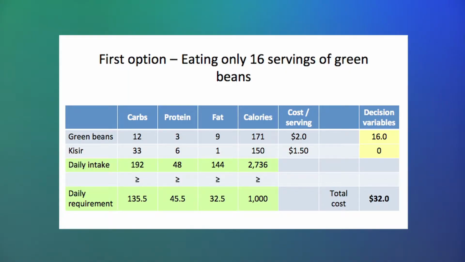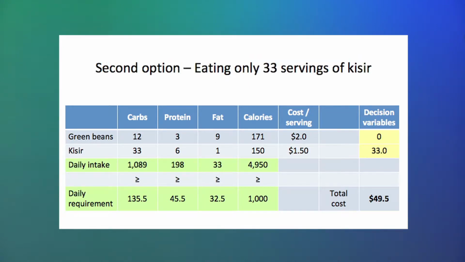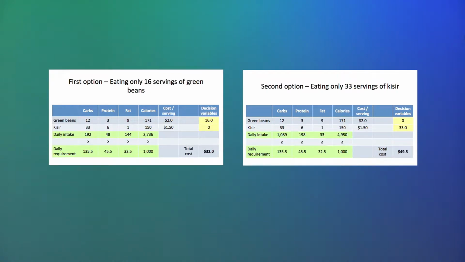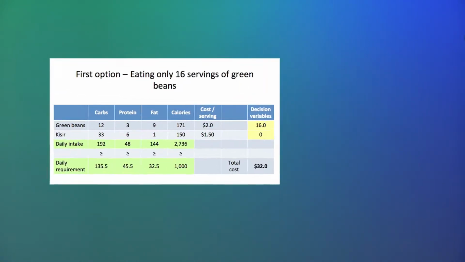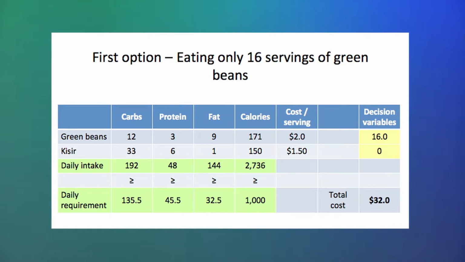Welcome back. What desirable levels of green beans and kısır did you come up with? We can easily say that we reach or even exceed our daily requirements by eating only either 16 servings of green beans or 33 servings of kısır. Let's look at these two options. First of all, what's the cost of the first option? If we were to have only 16 servings of green beans, it will cost us $32.